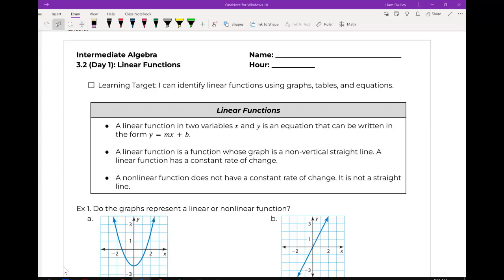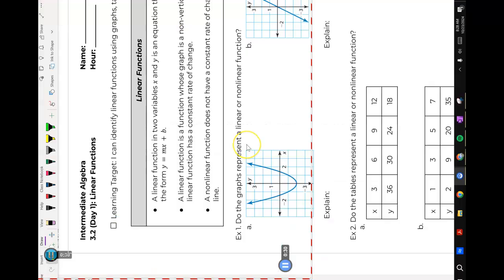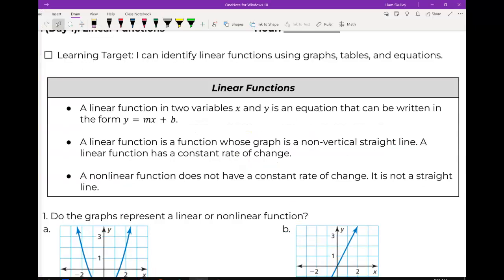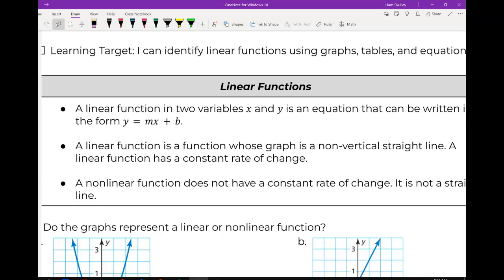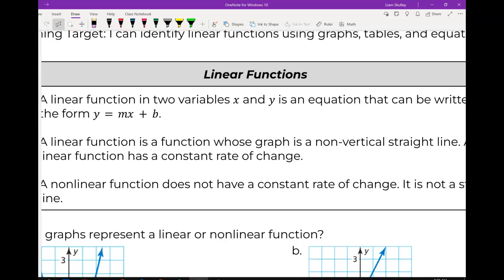So here are a few definitions and vocab that are important to go over first with linear functions. A linear function in two variables, meaning there's an x and there's a y, is an equation that can be written in the form y equals mx plus b.